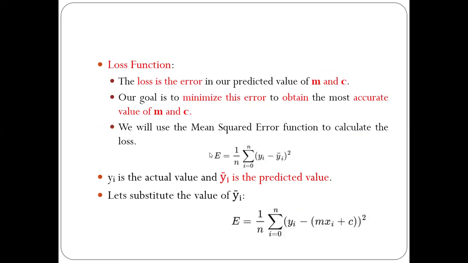Here, the error formula for consideration is mean square error. So the formula for mean square error is E is equal to 1 by n, summation i is equal to 0 to n, yi minus yi bar the whole square, where n is nothing but the number of data points or observations in the data set. yi is the original output and yi bar is the predicted output. The formula for yi bar is mx plus c. Here in this equation, I just replace yi bar with the line equation formula mx plus c. This is the equation for the error function or loss function.